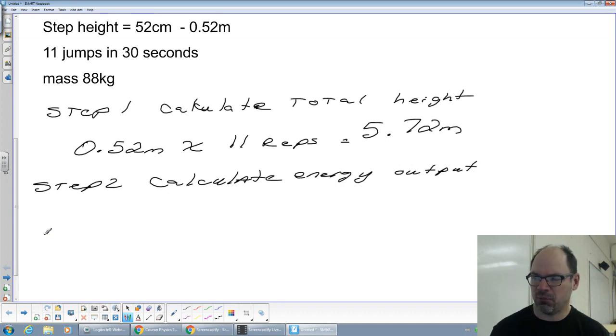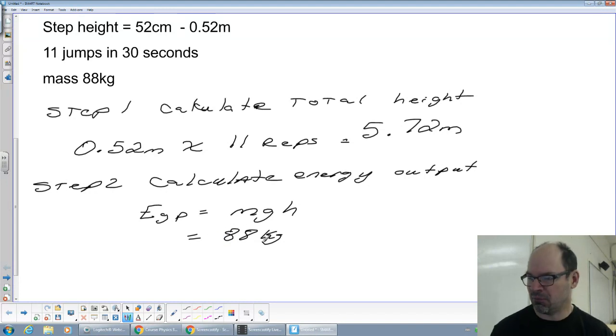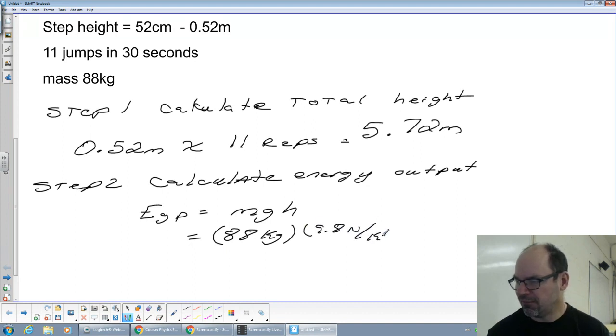Okay, so our energy output would be gravitational potential energy, because we're jumping up against gravity. So that would be mgh. In my case, my mass is 88 kilograms. If you were doing curls with your arms or something, that would be whatever that was. Gravitational field strength is 9.8 newtons per kilogram. And the height, total height, because I did it 11 times, 5.72 meters. This is going to give me my joules of energy.